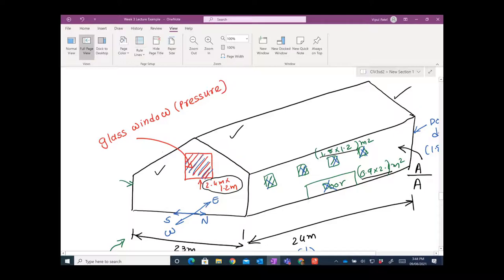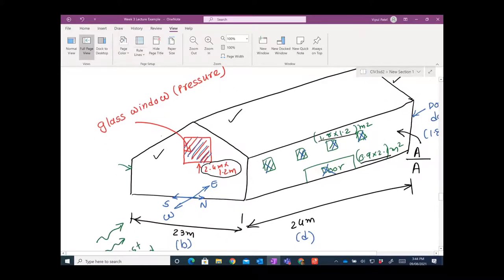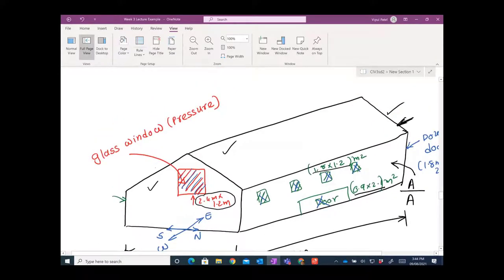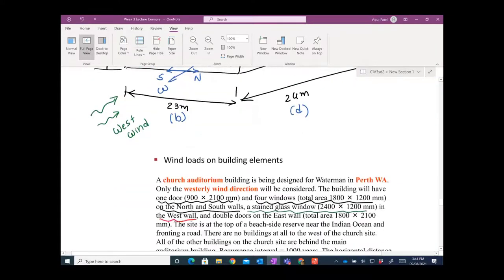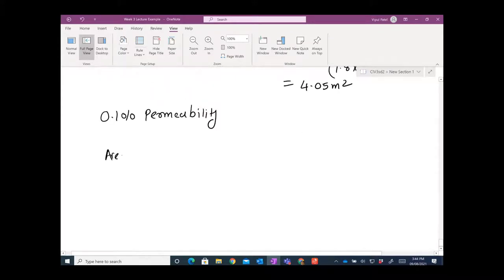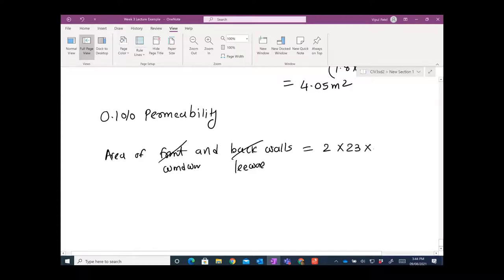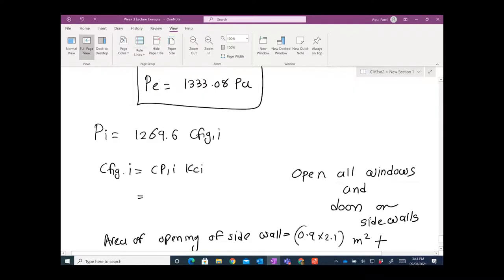Let's say the area of the end walls. You have this area here on this side, and its height would be 5.25 meters. You have two walls, front and back, or windward and leeward walls. So you have two walls, 23 meters width and 5.25 meters height. So 2 times 23 times 5.25, you get 241.5 square meters. What about the roof?